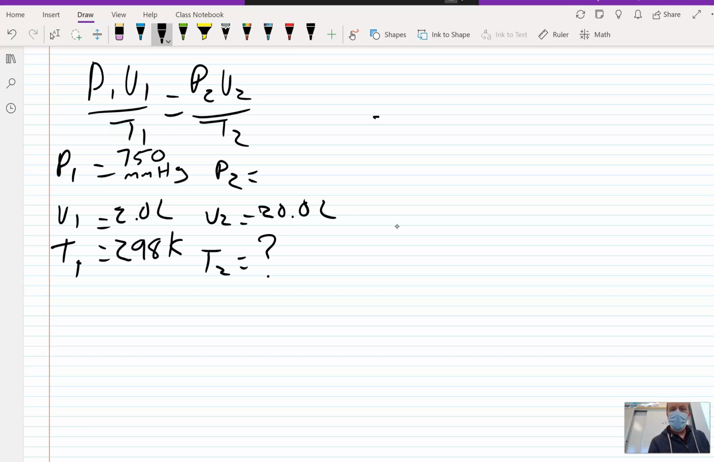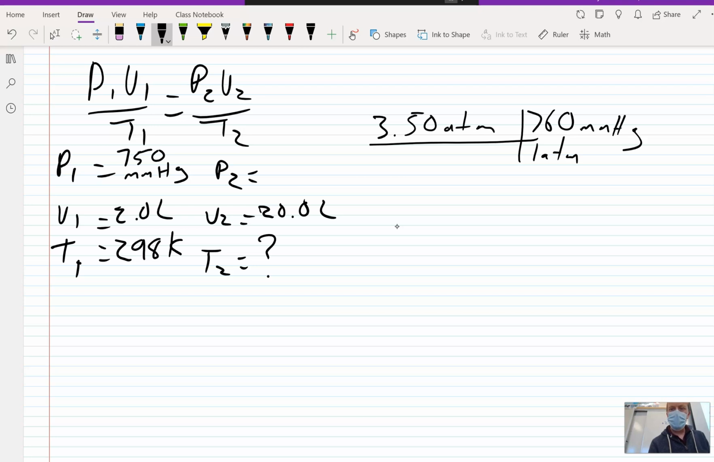So before we plug that pressure in, we're going to use our atmospheres to millimeters of mercury conversion, which is 1 atmosphere for every 760 millimeters of mercury. I'm going to do that so that my pressure units agree on both sides of the equation, because you cannot use different pressure units, which is 2,660.